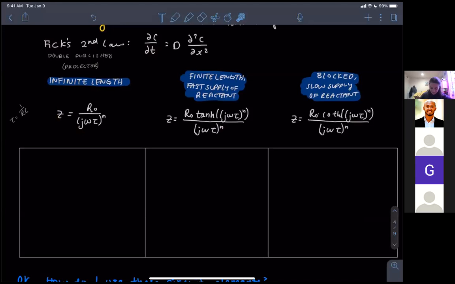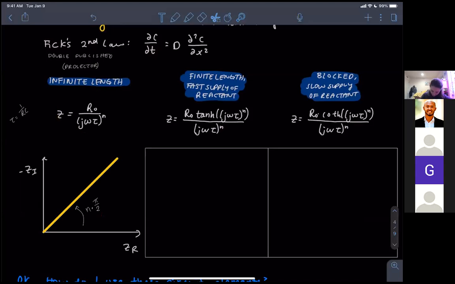Anyways, so this first one, if you do the actual derivation, then plot it out, essentially the imaginary versus the real impedance looks like this 45-degree line. And essentially you have this little raised to the n factor, and depending on what n is, that will vary this angle. I think if it's 0.5, then you do get a 45-degree angle. I'm sure one of you can check my math on that though.